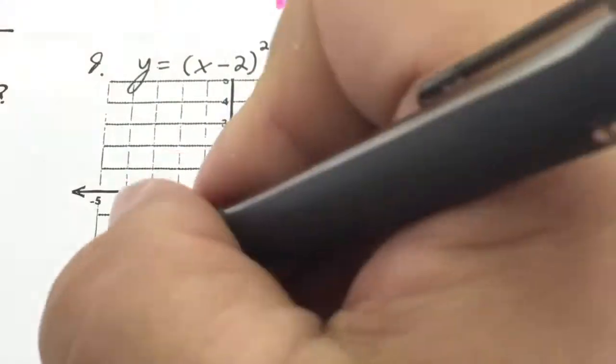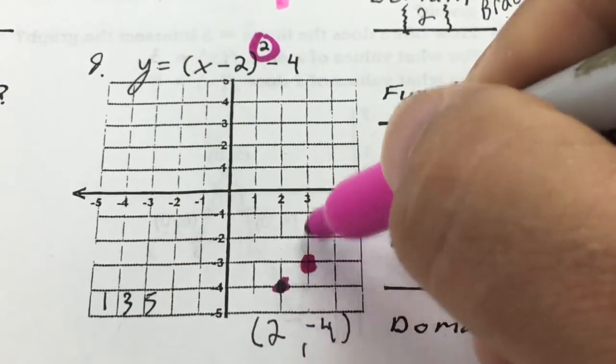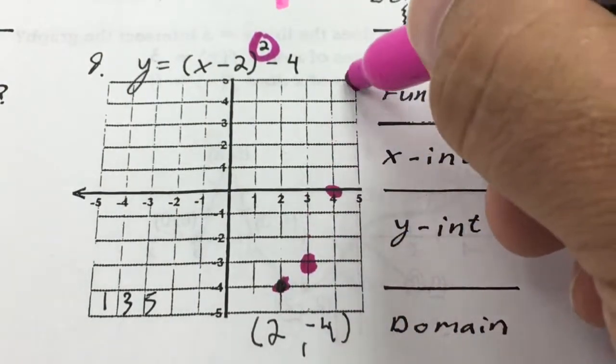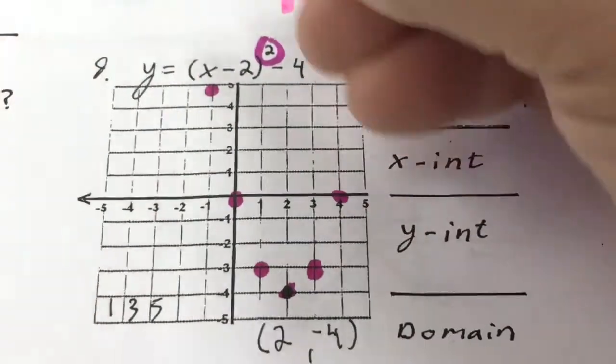Now I'm going to implement this little trick called 1, 3, 5 for an x squared. So from that vertex, I go up 1 over 1. I go up 3 over 1, and then I go up 5 over 1. I go up 1, left 1, up 3, left 1, up 5, left 1, and then I connect the dots.